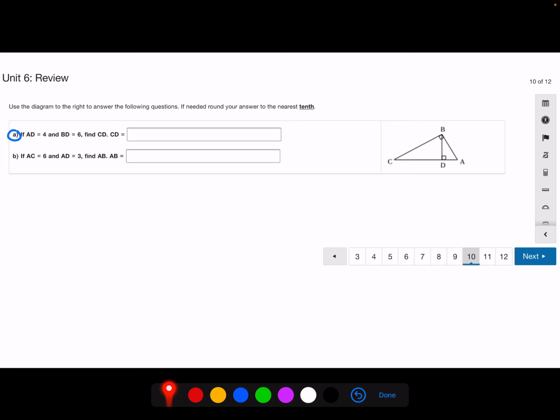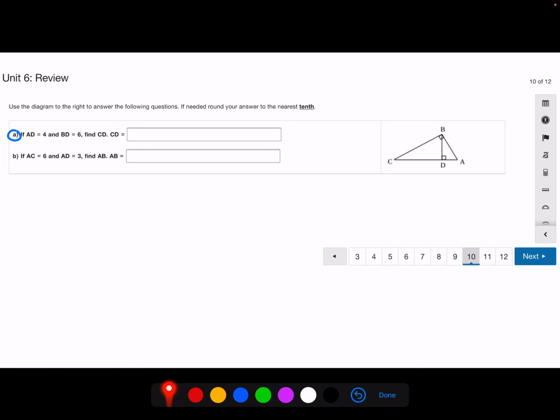So we have our altitude going onto our hypotenuse here within this right triangle. And I know it's an altitude because it's intersecting at 90 degrees, but what this does is it creates three similar triangles. The small triangle on the right side, the medium triangle on the left side, and then the whole triangle overall. All three of those are going to be similar. So what we're going to do here, we're going to start by solving for letter A. It tells us that AD is 4, BD is 6, and we want to find CD.